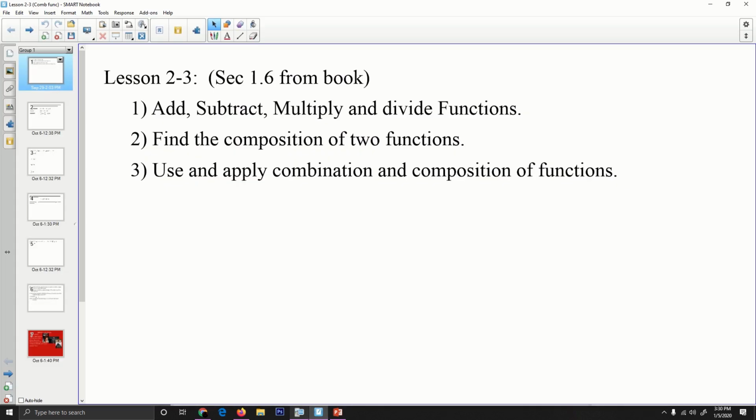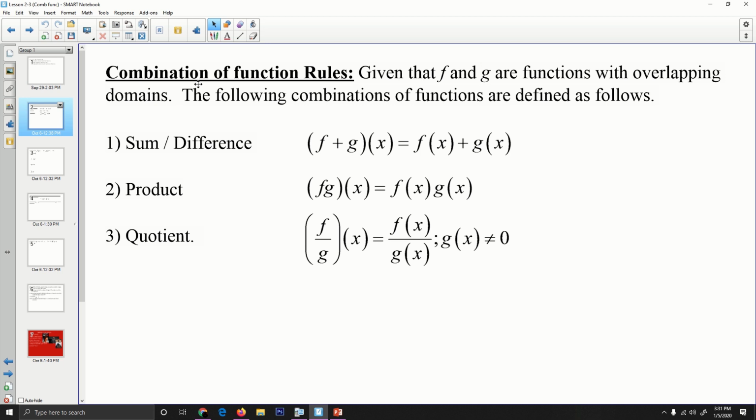So today we are going to add, subtract, multiply, divide functions, and then we're going to find the composition of two functions. We're going to use and apply the composition of two functions. So what does that all mean? The combination of functions rules. Given that f and g are functions with overlapping domains, the following combinations of functions are defined as follows.